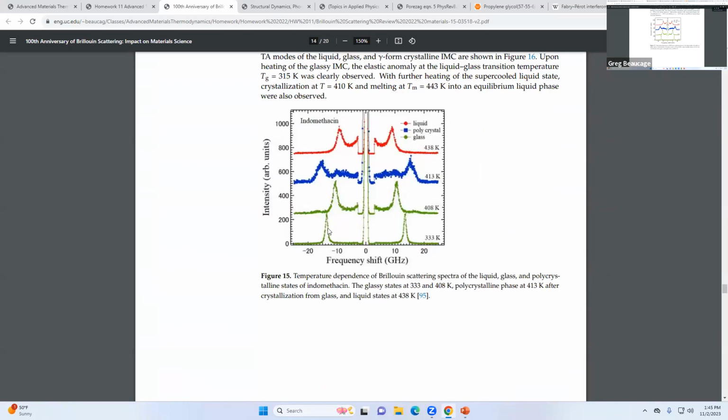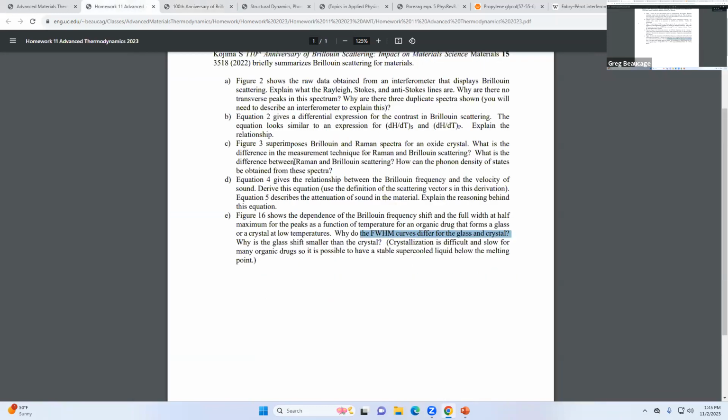There is a reason for the sharpness. Nichols would know this right off because he does this dynamic stuff all the time. But basically, there's a reason that it's sharper in the liquid than it is in a glass than it is in the crystal. Anyway, whatever hand waving thing you can do for that's okay. And just something about drugs there.